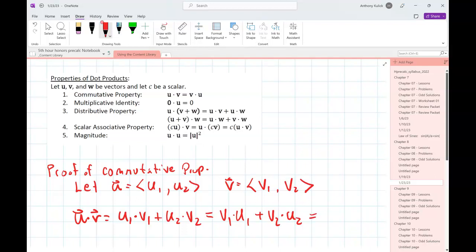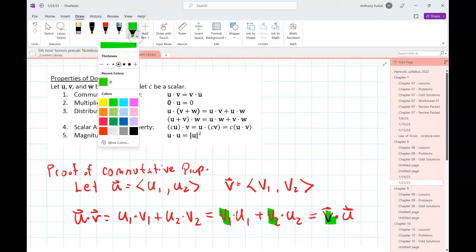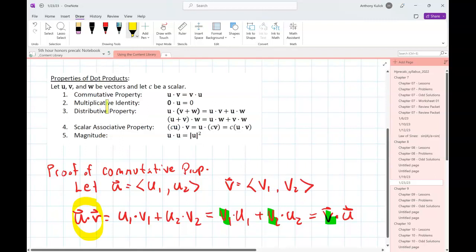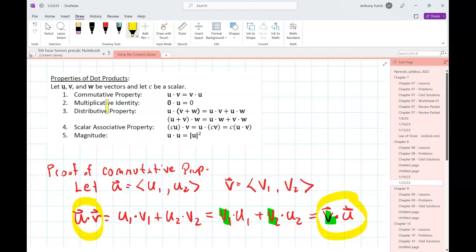Now, if I use my definition of a dot product, what vector is first in my multiplication here? V. So this would be the dot product of v and u, and look what we've done. We've shown that u dot v is equal to v dot u. That's it.